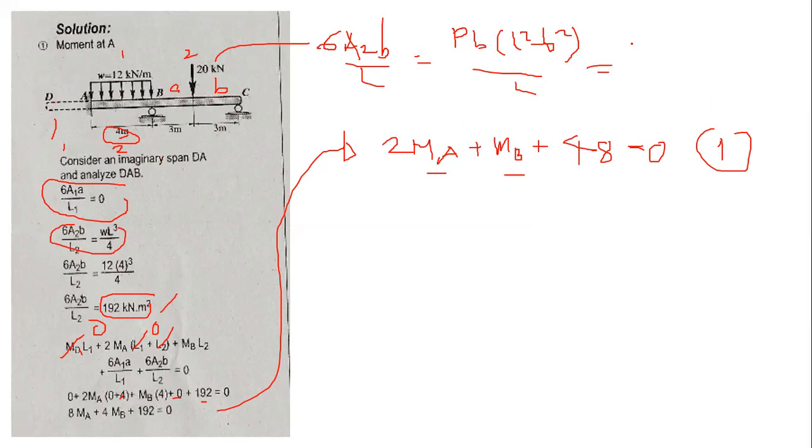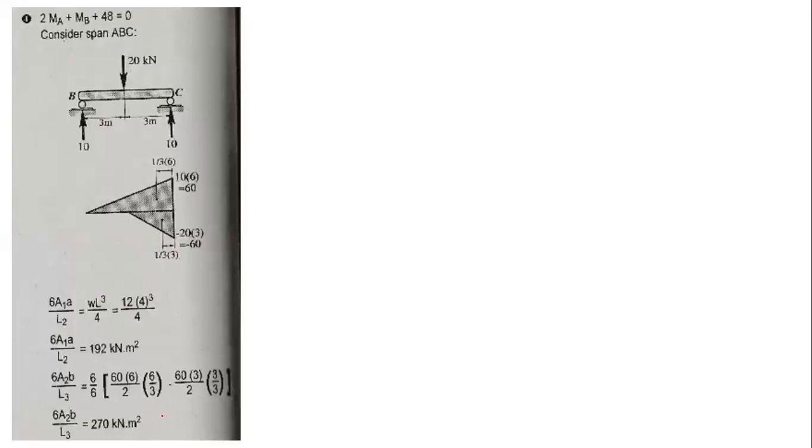So ano ba, substitute natin. P is 20, B is 3 meters, L is 6 meters squared is 36, minus B squared, or 3 squared is 9, all over, what is the span? 6. So anong value nito? Okay, 20 times 3 times 9 equals, divide 6. So it's 270. Ano? 270 ito. Okay? Ayan. Ito na yan. 270 na kinumpute natin.